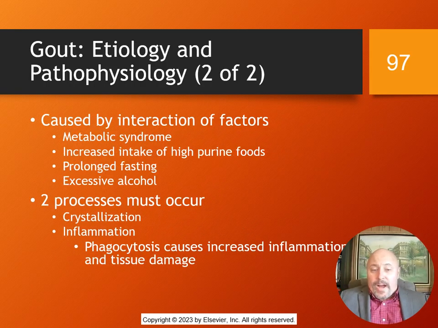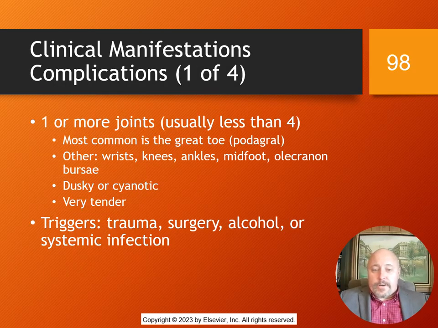It can be caused by a wide array of factors, everything from metabolic syndrome, excessive alcohol, and prolonged fasting to an increased intake of high purine foods such as red meats, shellfish, and organ meats, which can all be common culprits, very high in purine. It typically occurs in one or more joints, though usually less than 4. Most common in the big toe. Other areas include the wrists, knees, ankles, or other parts of the foot. And again, very, very painful as these joints swell up from the uric acid crystals.